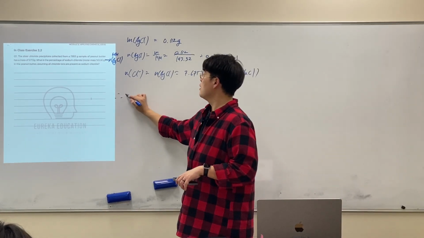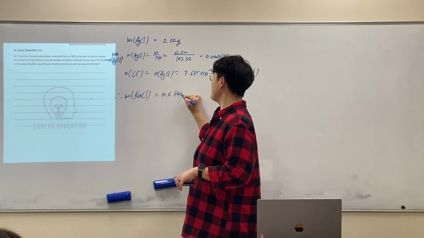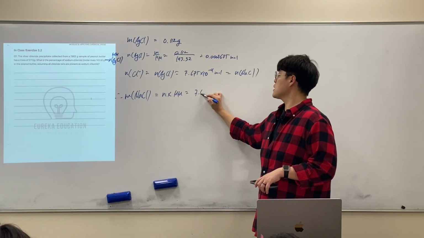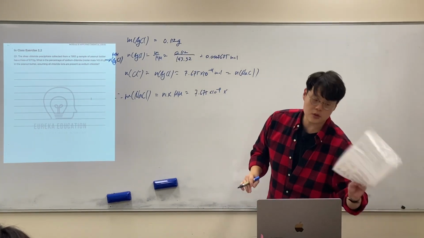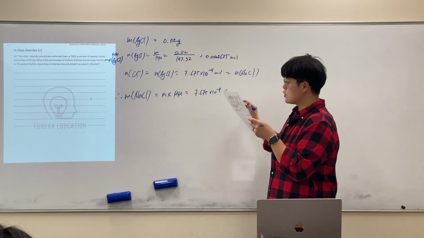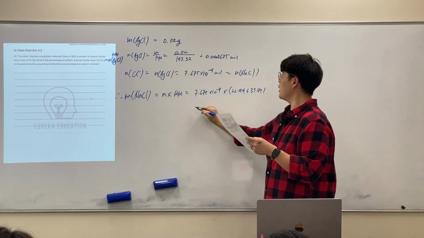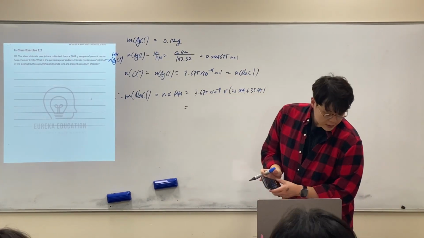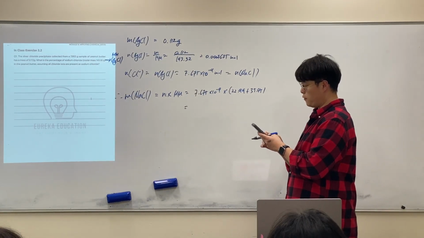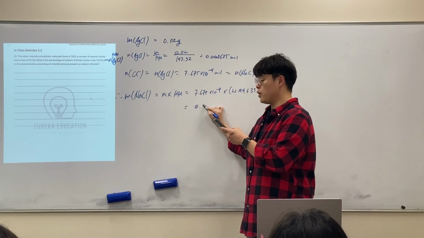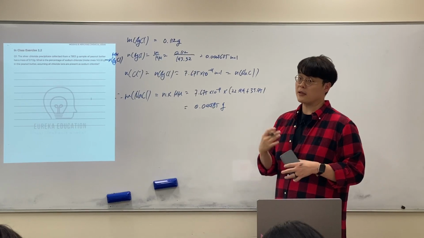Therefore, the mass of the sodium chloride in the peanut butter can be found by n times the molar mass. That is 7.675 times 10 to the power minus 4, times the molar mass of sodium chloride. The sodium we have is 22.99 plus 35.45 for the chloride. So use the saved value, that times 22.99 plus 35.45. You should get 0.04485 grams for the mass of sodium chloride in that given peanut butter.